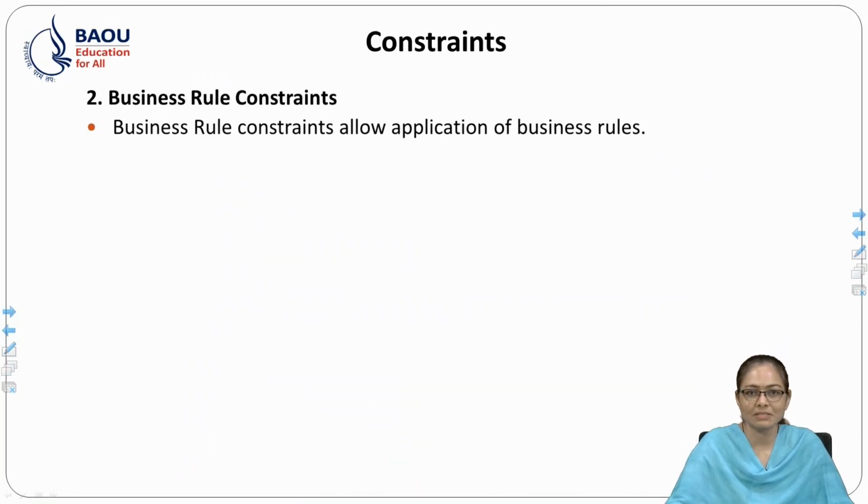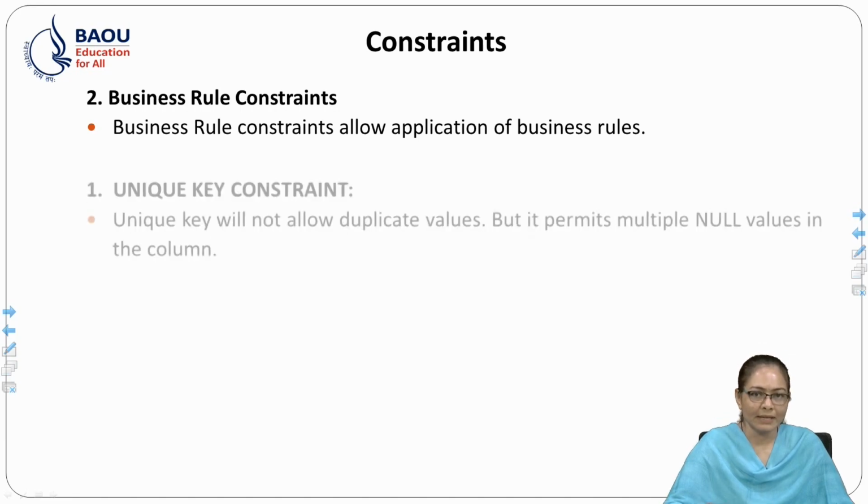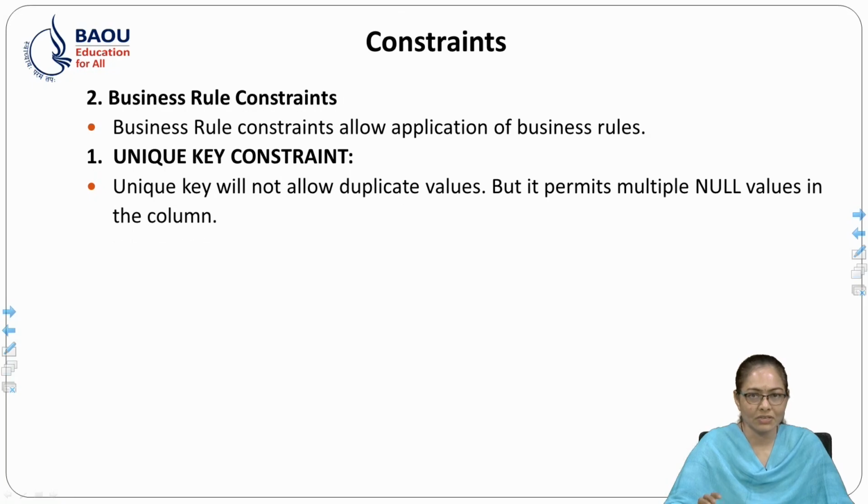The next one is the business rules constraint. Business rules constraint allows the application of the business rules. It defines all the rules the particular organization needs. It creates the object with the check constraint. The business manager decides the business rules. These rules are applied to the data when the data is being inserted into the table columns. It includes the unique key constraint, not null constraint, check constraint, and default constraint.